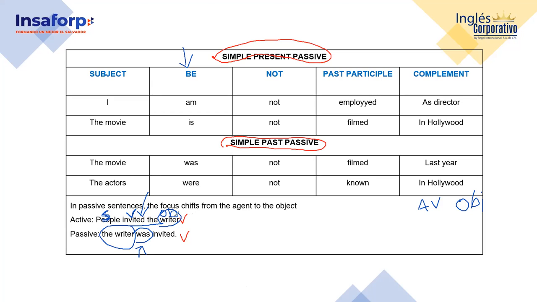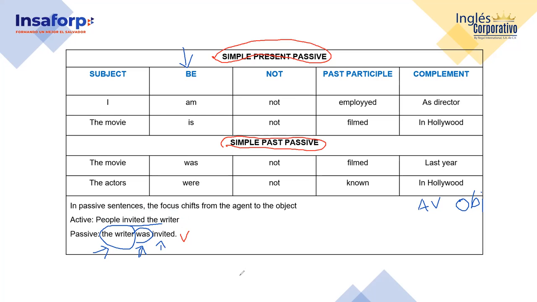In the passive voice, lo que era objeto in the active, now it's in passive, subject. Okay? And then I have the writer was, y mantengo el mismo verbo, was. Invited. But you need only for the passive voice the verb to be, was and were. Is, was, were. Always. In present or in past.